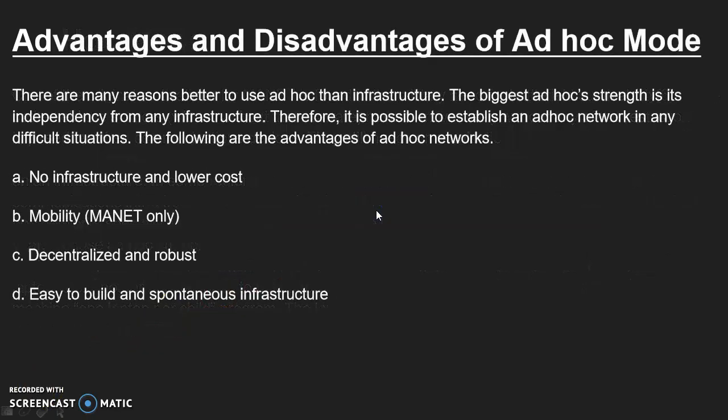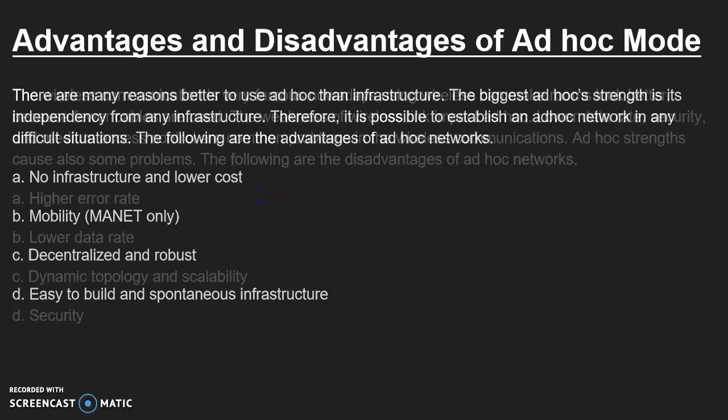Now we'll move further and describe the advantages and disadvantages of ad hoc. There are many reasons to use ad hoc rather than infrastructure. The biggest strength of ad hoc is its independence from any infrastructure. Therefore, it is possible to establish an ad hoc network in any difficult situation. The following are the advantages of ad hoc networks. First one is no infrastructure and lower cost. We don't need any infrastructure for ad hoc mode to operate, so it's also lower in cost. Mobility: ad hoc facilitates higher mobility as compared to the infrastructure mode. The power is decentralized and the operation is quite robust here. It is easy to build, with spontaneous infrastructure.